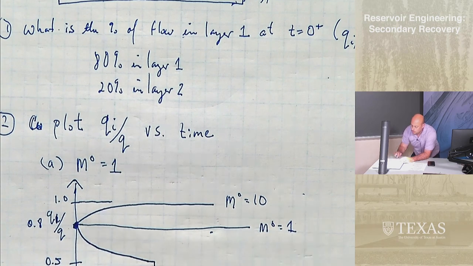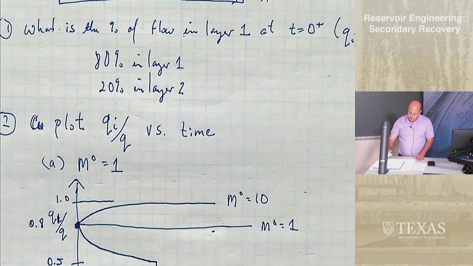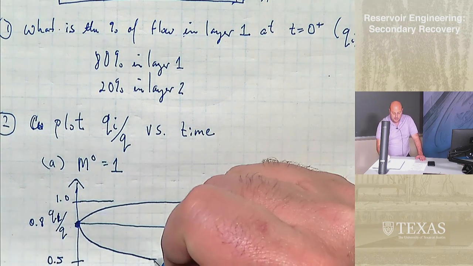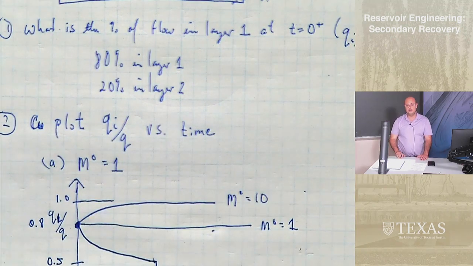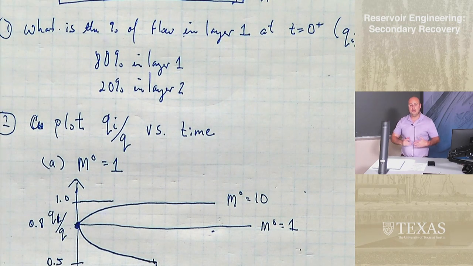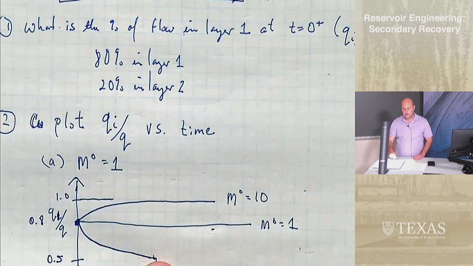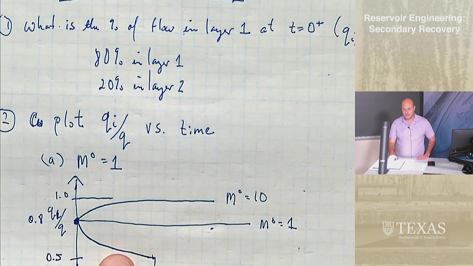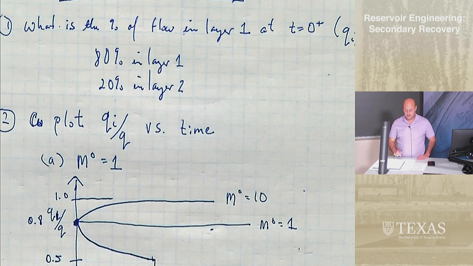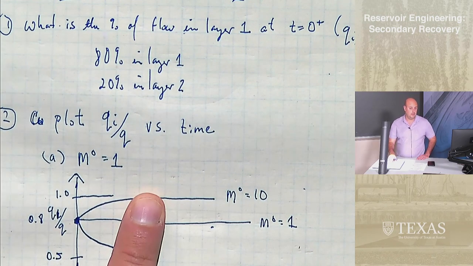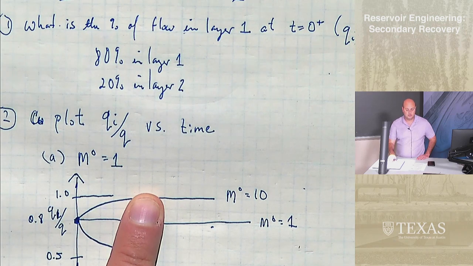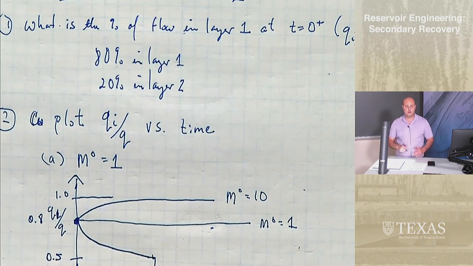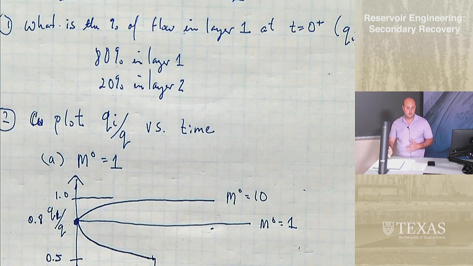Hopefully you got that part right, where this decreases with time, and that's a good thing, because that means we're more equally sweeping our layers. At earlier times maybe it's not equal, but it's not 80% anymore, and it's certainly not 99.9%. It's doing a better job of distributing the injected fluid and then distributing what's being produced.